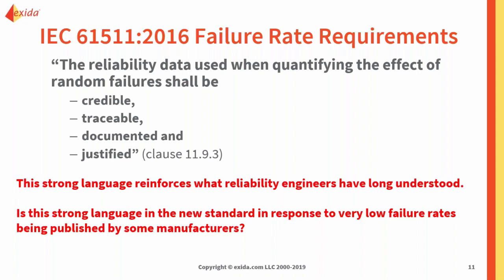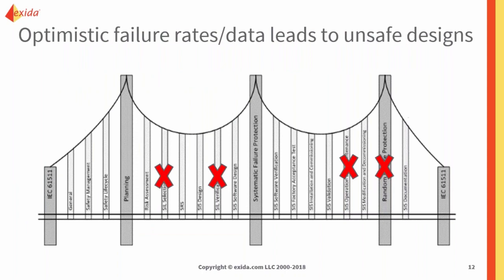So, thinking of what the standard says, it needs to be credible, traceable, documented, and justified. I like to think of IEC 61508 and 61511 as bridges of functional safety. So this is going to be a bridge to safety. And if you're using IEC 61511 in the right way, if you're using the functional safety life cycle, doing the right things, it's going to get you to the other side safely. However, if you pick and choose the things that you want to do, just like a bridge, you might not be taking out all of the main supports, but if you take out enough little ones, it's not going to do the same job. It's the same thing with the failure rates that we just talked about. They need to be credible, traceable, documented, justified.